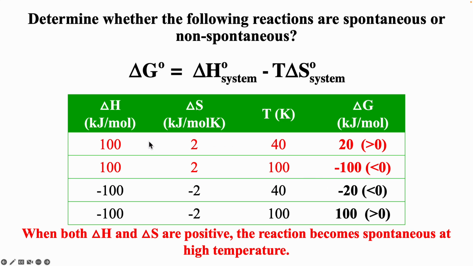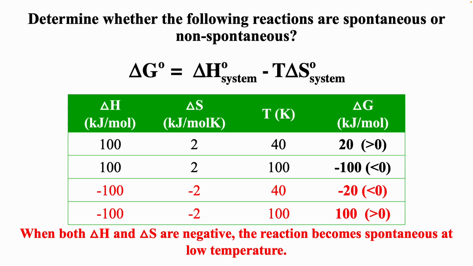So for the one on top, delta H and delta S are both positive. That means that at high temperature, it's going to be spontaneous. When both delta H and delta S are negative, that means at low temperature, it's going to be spontaneous. And so whenever delta H and delta S have the same sign, there's going to be a transition temperature where the system goes from being spontaneous to non-spontaneous. And so if both delta H and delta S are positive, the reaction is spontaneous at high temperature. If they're both negative, the reaction is spontaneous at a low temperature.